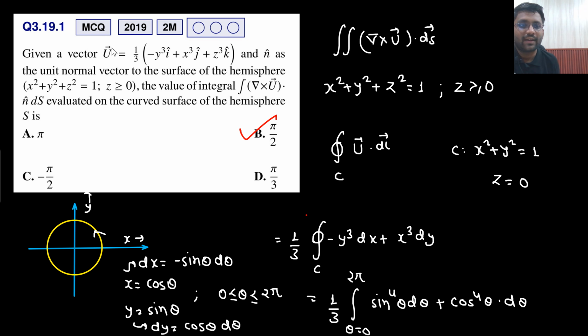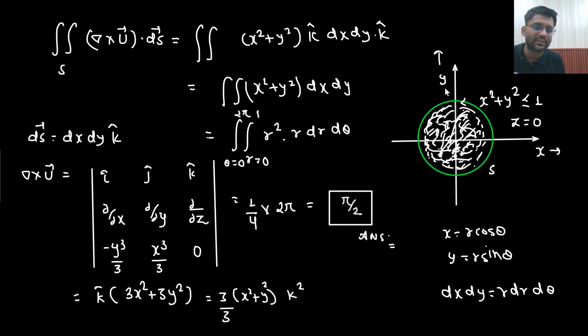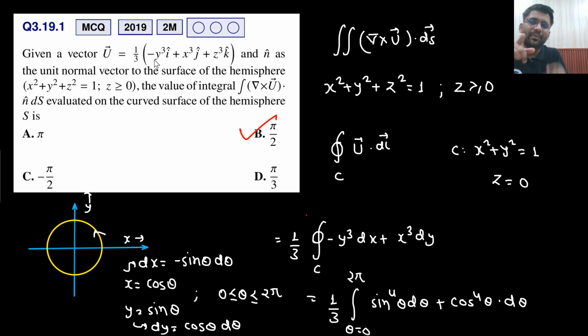without even doing del cross u directly, I can write it down. I would know that on this surface my z will become 0. So this will simply become minus y cube by 3 i cap plus x cube by 3 j cap. This kind of example I have seen again and again. Why have I seen it again and again?